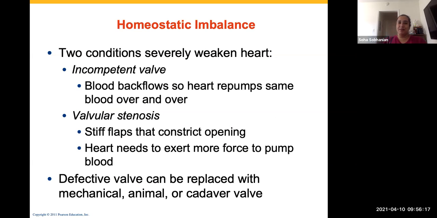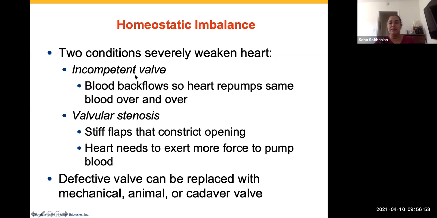A couple of interesting pieces of information. We call them homeostatic imbalances when we're talking about this, which means your heart is out of sync in some form. One of them is the concept of an incompetent valve. An incompetent valve is when blood backflows into the chamber because the valve is not working properly. So the heart basically repumps the same blood over and over again.